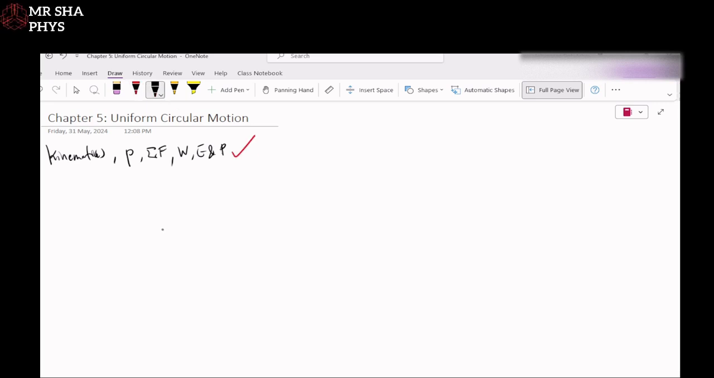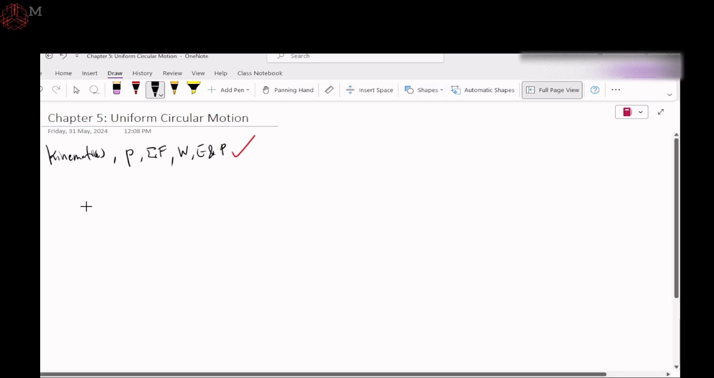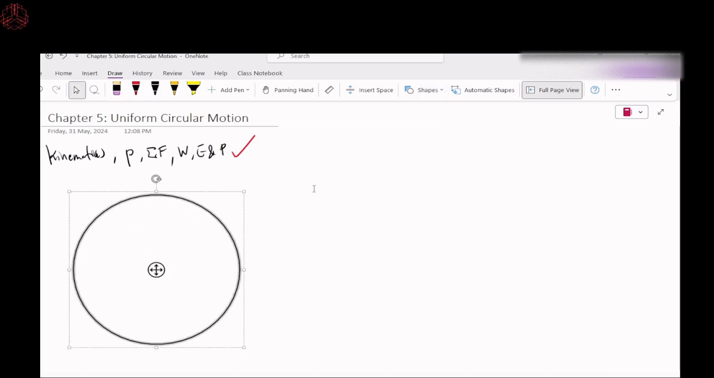Now we want to consider a very special case of motion of objects. Rather than moving in a straight line, it's going to be moving in a circular path. So let's say something like that. If you have a circular path like that, and your object is just moving about it or following that path, it's going to rotate about an axis.